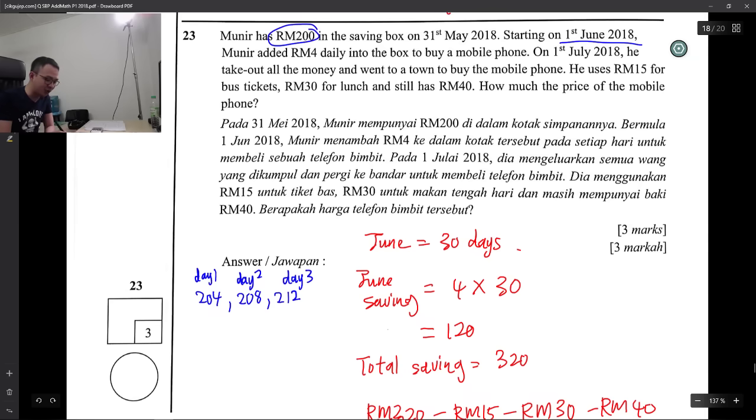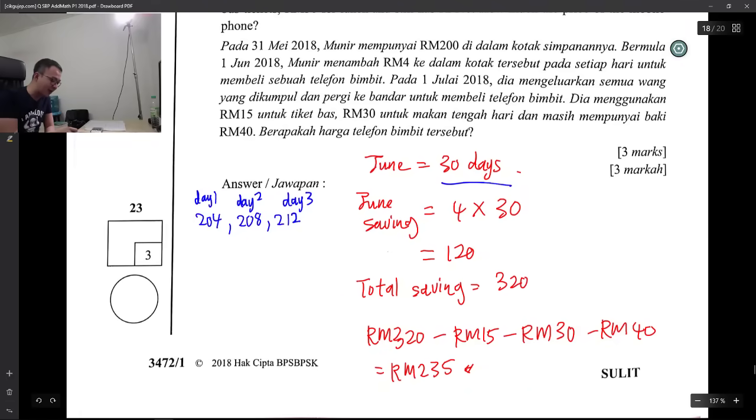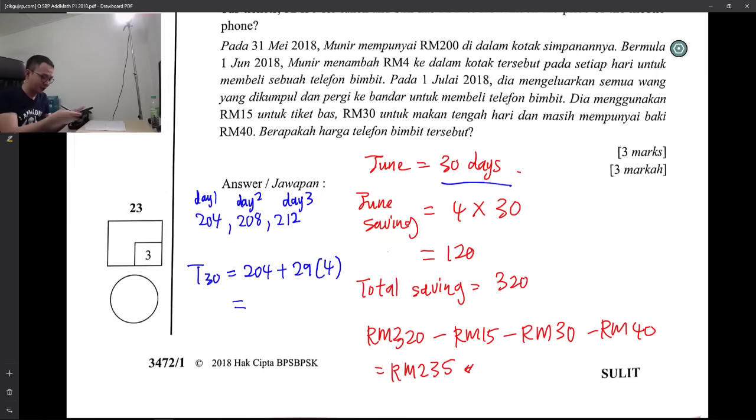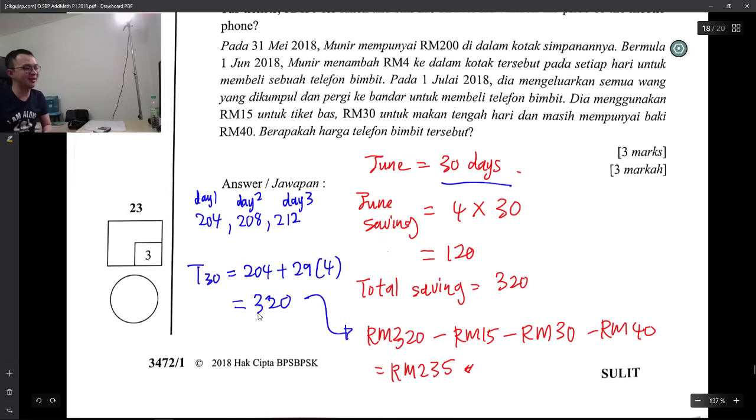So I know June has a total of 30 days, right? So therefore, I will find T30. T30 equals a plus n minus 1, which is 29, times d, which is 4. Then I can know how much I have already saved by the end of June. So I already saved 320. And then you use the 320 to minus your other expenses. Then you should get the same answer as mine also.